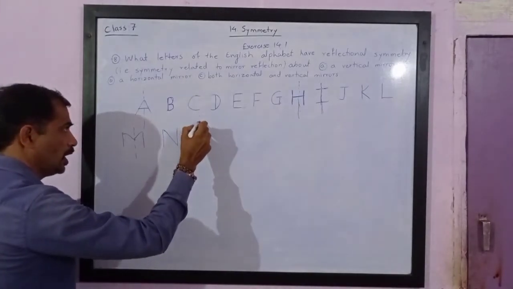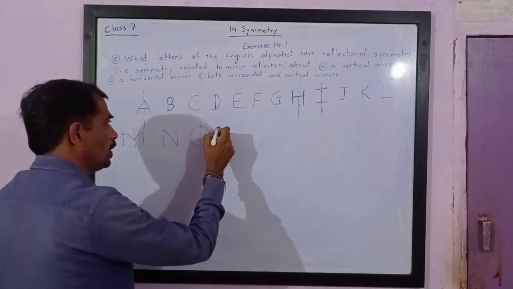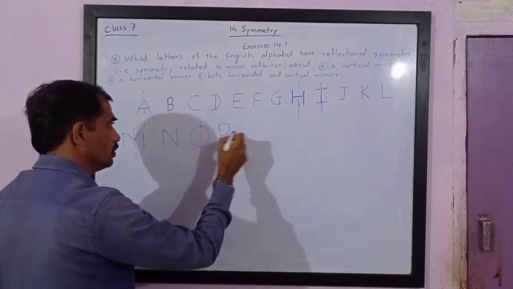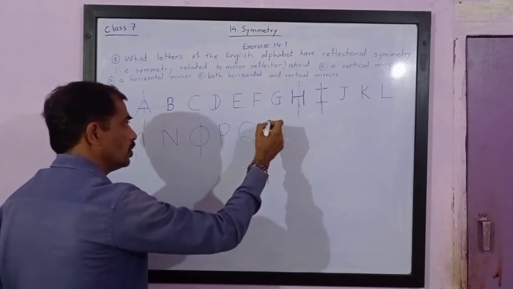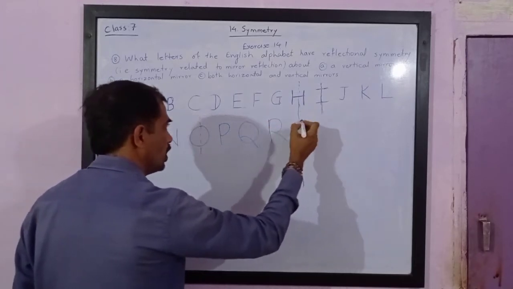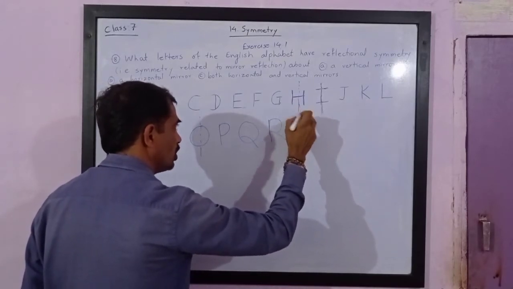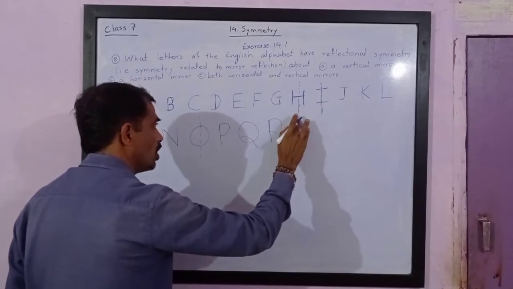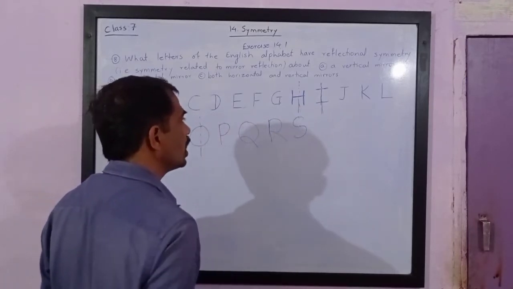O, it has a vertical symmetry. Then P, Q, for P and Q it's not possible. For R also it's not possible. For S also it's not possible. Please watch carefully. If you draw, it is not possible to make exactly two equal parts. So S does not have vertical symmetry.